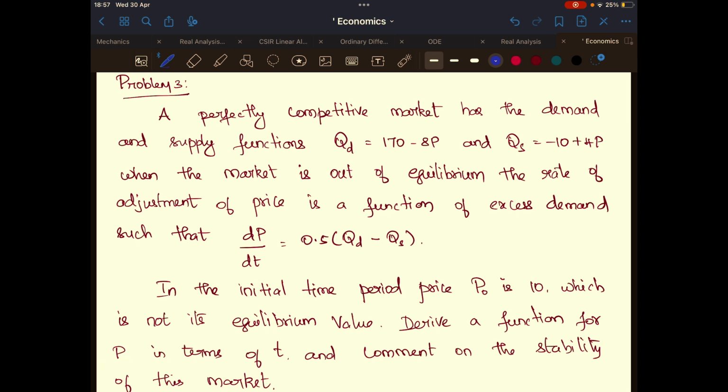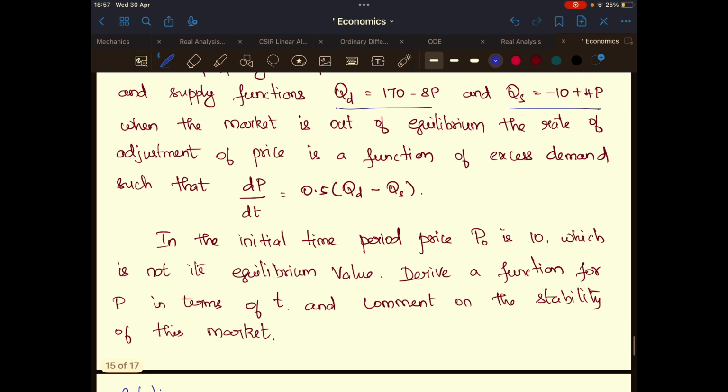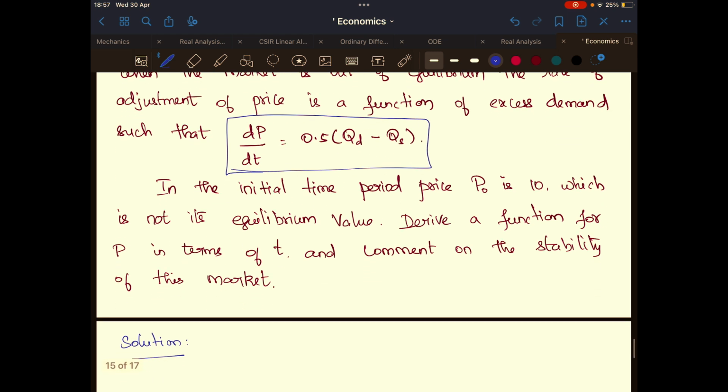A perfectly competitive market has the demand and supply function. This is the demand function and this is the supply function, and the market is out of equilibrium. The rate of the adjustment of the price is a function of excess demand. So this is the function. We don't know whether it is homogeneous or non-homogeneous, we will find it out. In the initial time period, price P0 is 10, which is not its equilibrium value. Derive a function for P in terms of t and comment on the stability of this market.